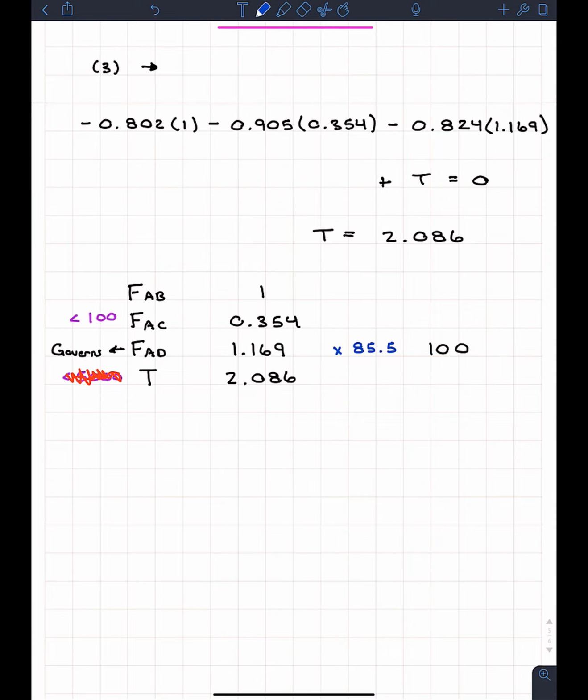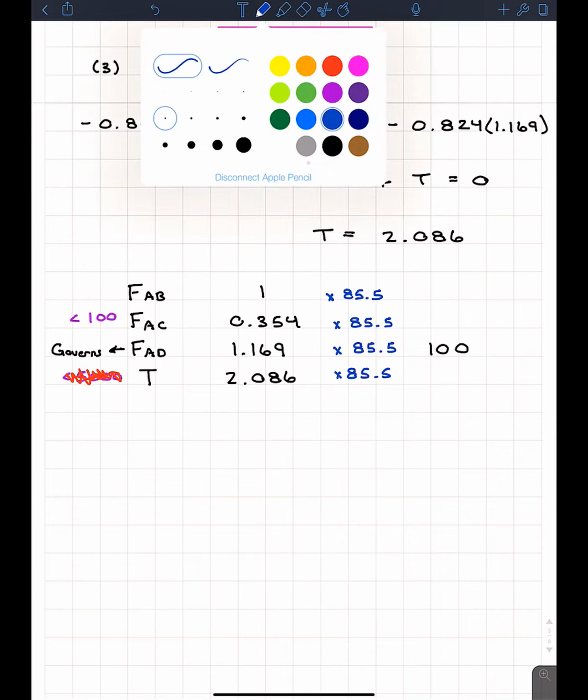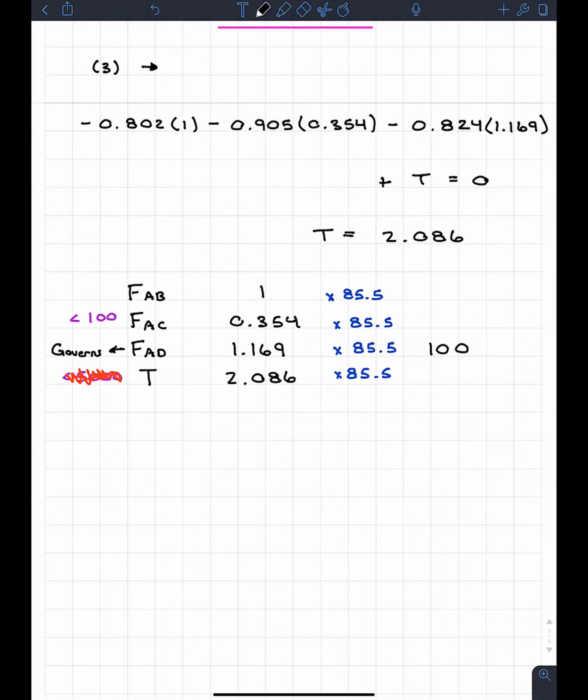Okay, well, we found that factor. What do we do with it? Well, actually, we're going to multiply everything by that factor, 85.5, because remember, it's all proportional. So if you look here, 1 times 85.5, that's going to be 85.5.